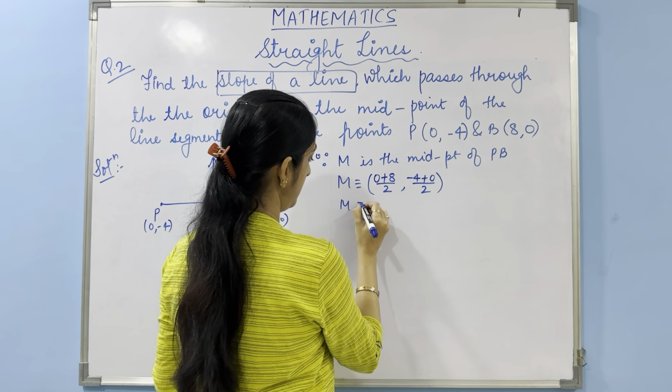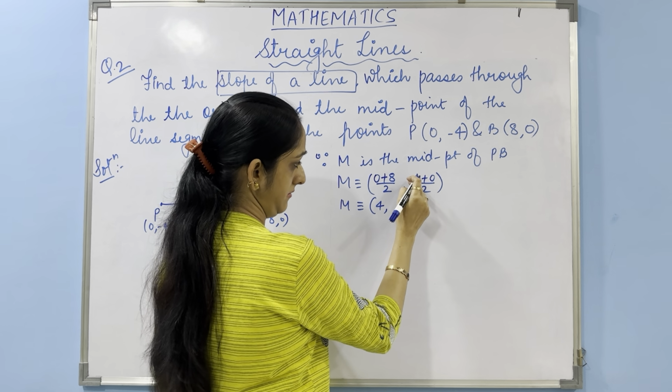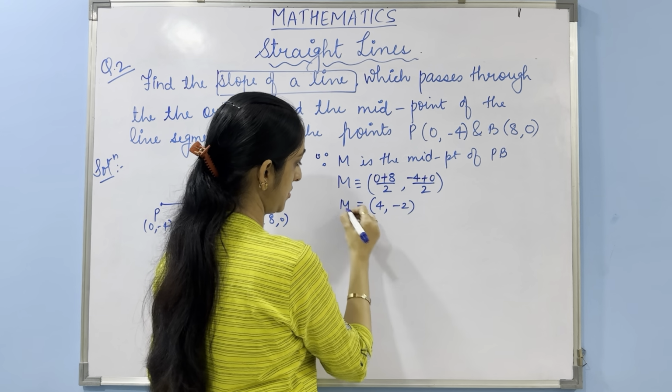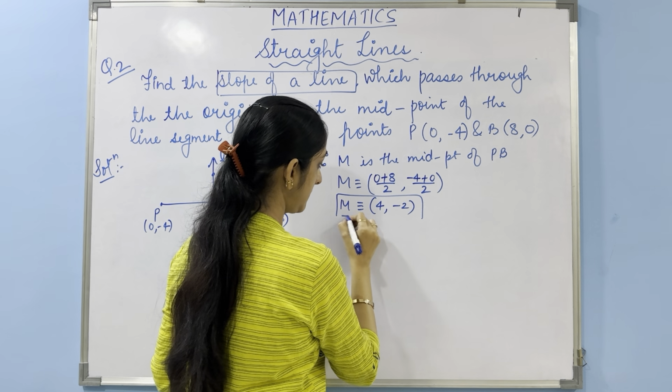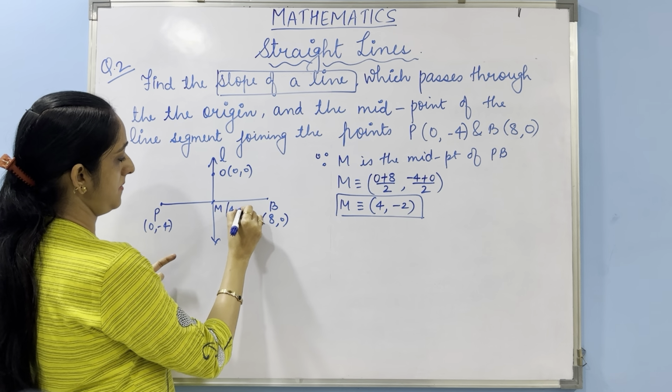So M coordinates are, this is 8 by 2, which is 4. This is minus 4 by 2, which is minus 2. So this is how we got the coordinates of M, which is 4 comma minus 2.